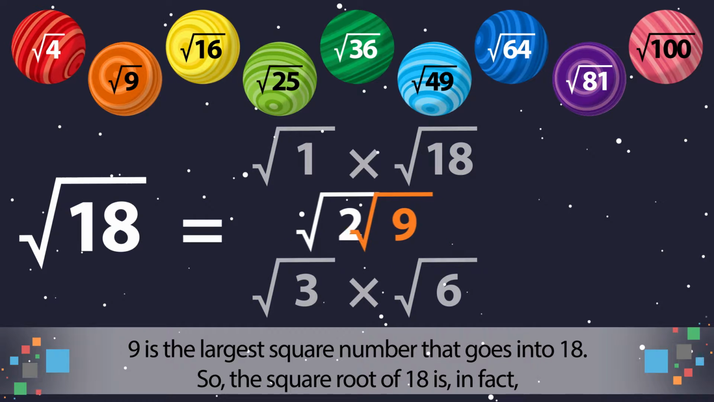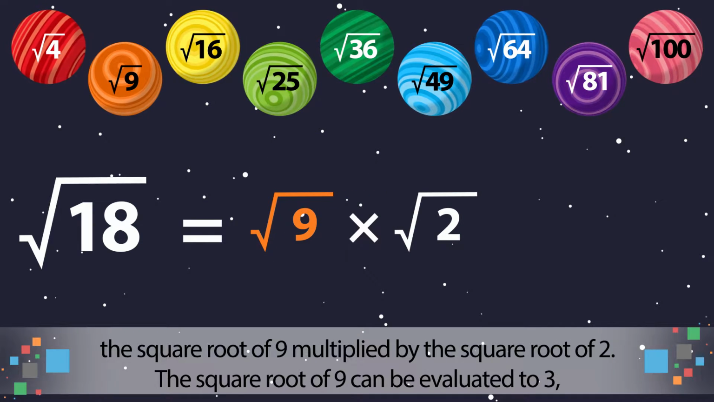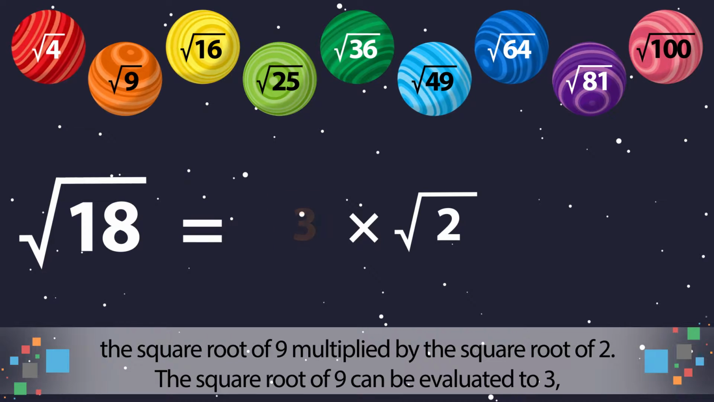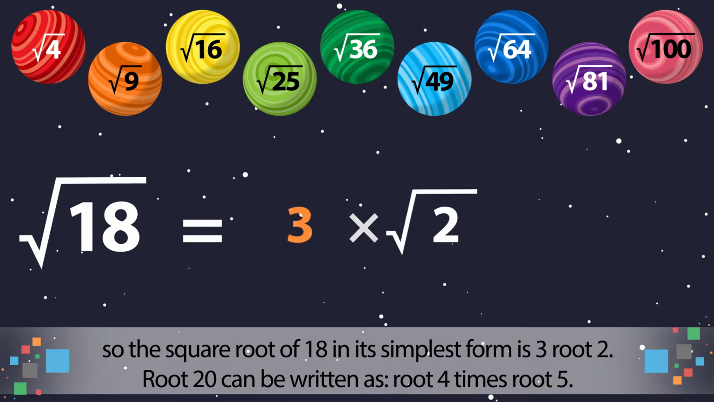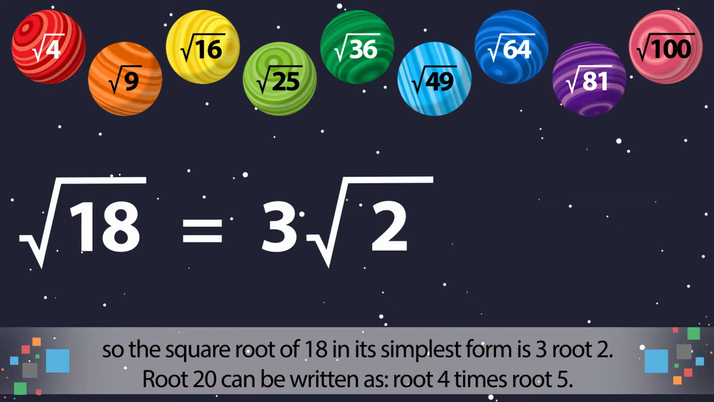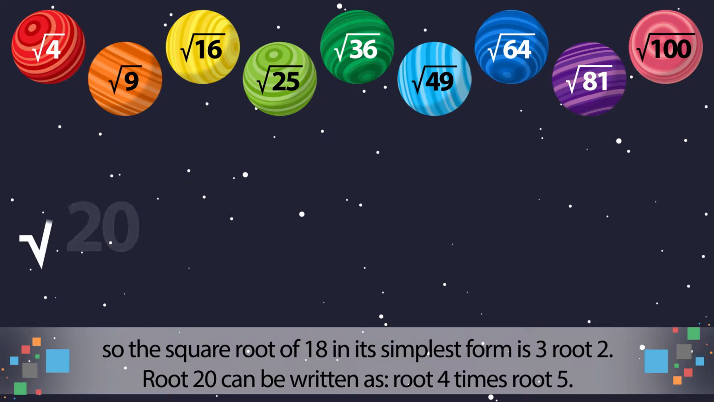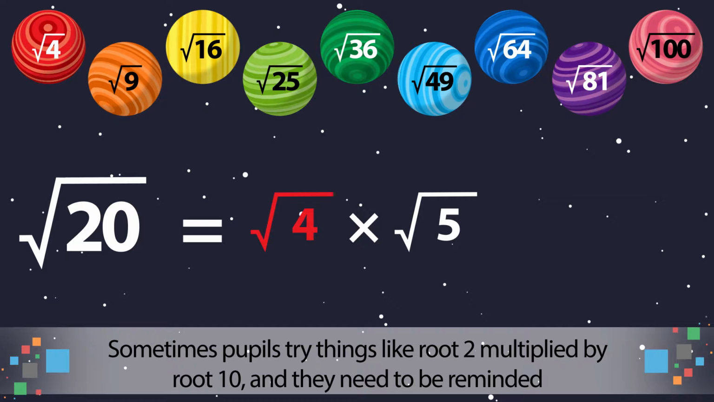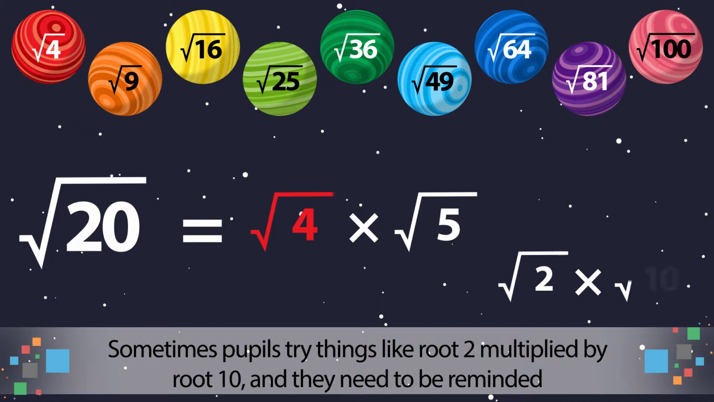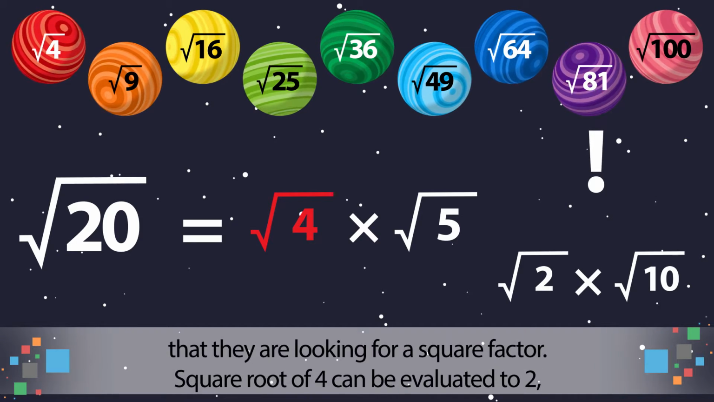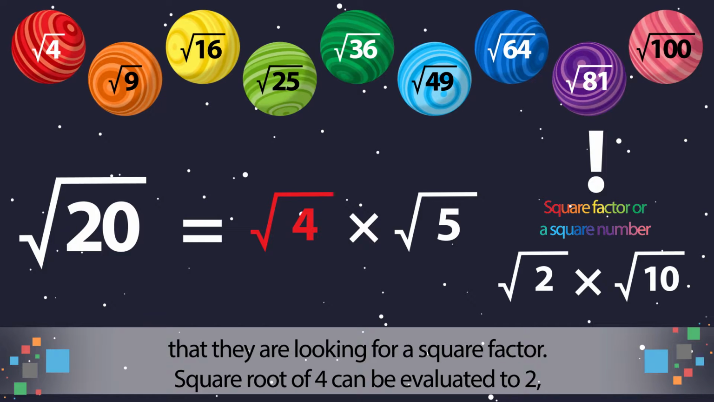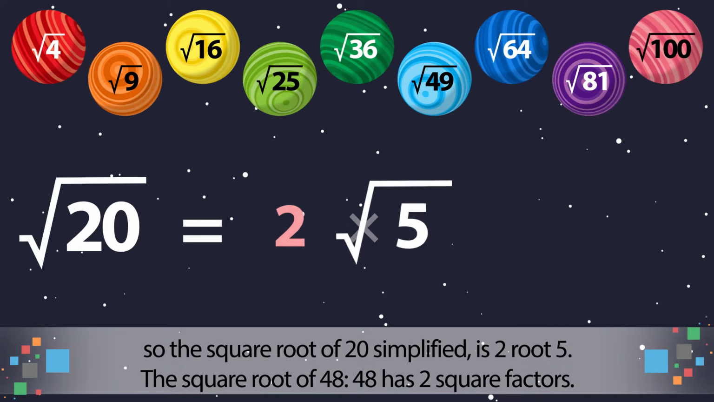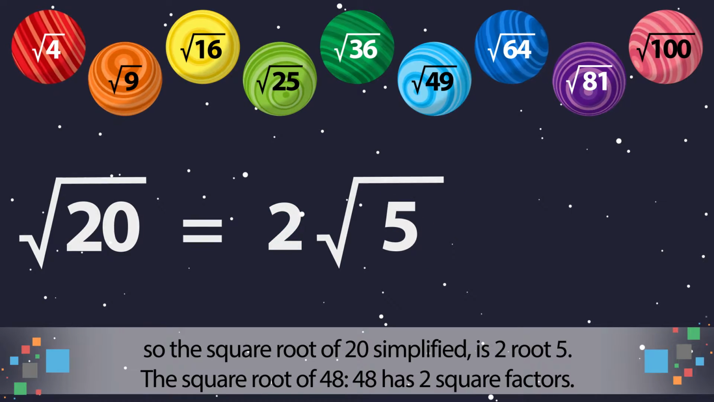So the square root of 18 is in fact the square root of 9 multiplied by the square root of 2. The square root of 9 can be evaluated to 3, so the square root of 18 in its simplest form is 3 root 2. Root 20 can be written as root 4 times root 5. Sometimes people try things like root 2 multiplied by root 10, and they need to be reminded that they are looking for a square factor. The square root of 4 can be evaluated to 2, so the square root of 20 simplified is 2 root 5.